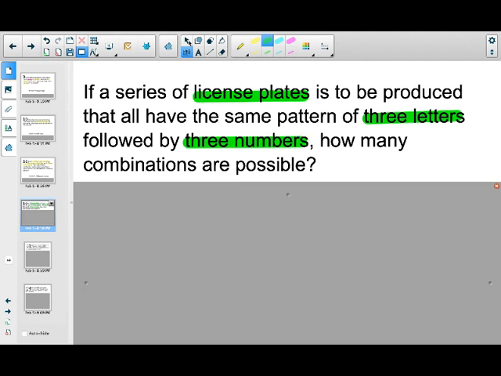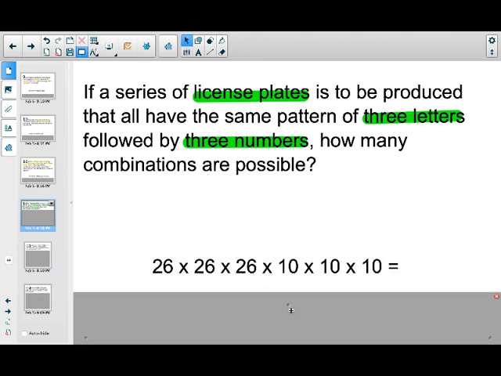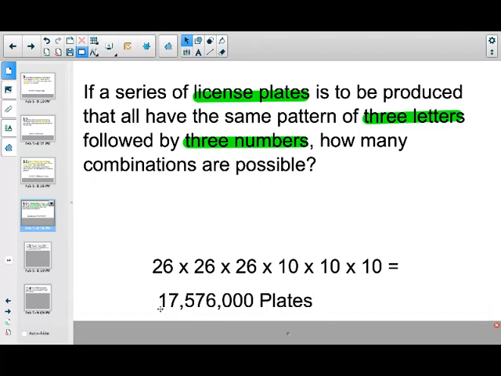If we remember what we do here, for every part that is a letter, we have the choice of every letter from the alphabet, so 26 options. And for the numbers, we have any number from 0 to 9, so that's 10 total numbers. We take 26 times 26 times 26 for those 3 letters, then multiply it by 10 times 10 times 10 for our 3 numbers. That should get us a total answer of 17,576,000 different license plates.